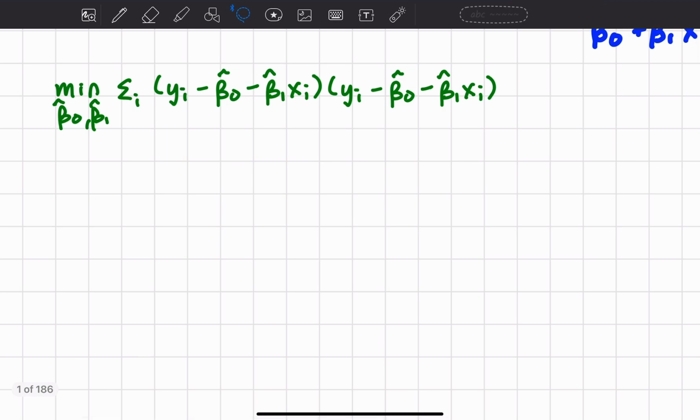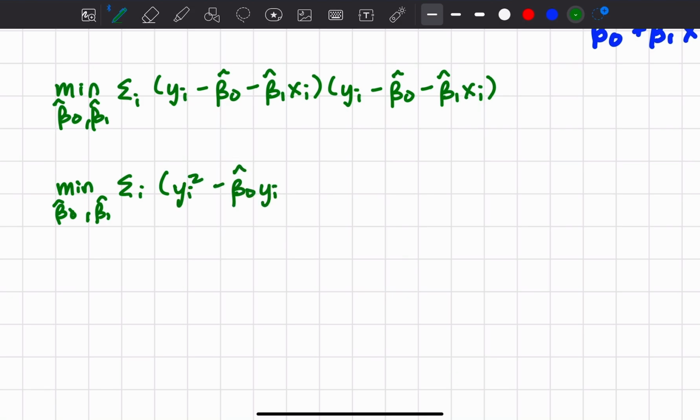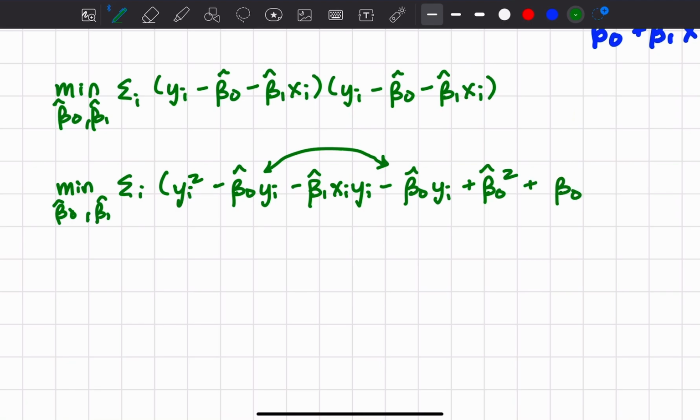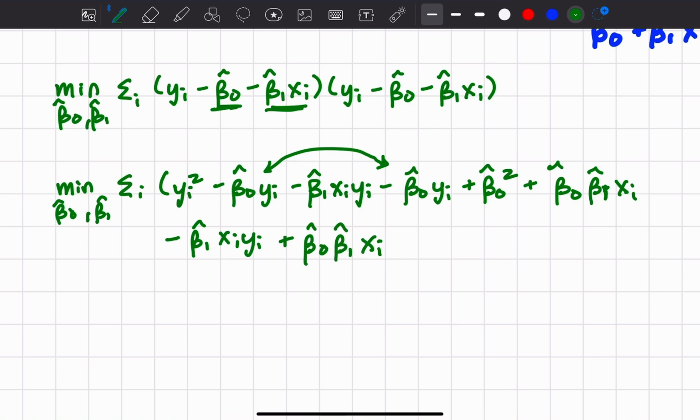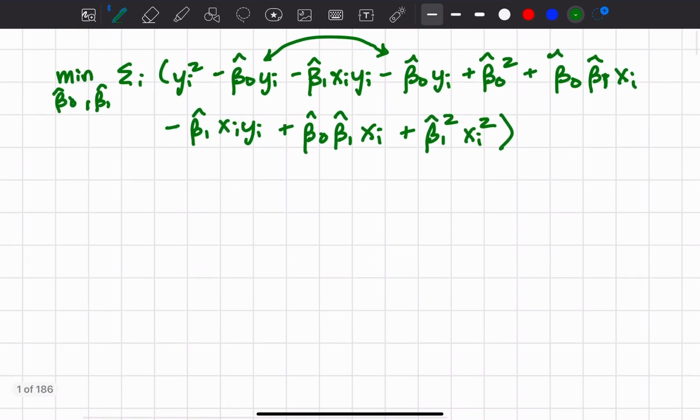Then we're going to FOIL for a long time, so stick with me. Min over beta naught hat, beta 1 hat, sum of y_i squared minus beta naught hat y_i minus beta 1 hat x_i y_i minus beta naught hat y_i, this will become 2 of them, plus beta naught hat squared plus beta naught hat beta 1 hat x_i. Okay, so we're done bringing this term across, and now we just have to work with this term. So minus beta 1 hat x_i y_i plus beta naught hat beta 1 hat x_i plus beta 1 hat squared x_i squared. Okay, let's do some simplifying here, and then we're going to take some first order conditions.